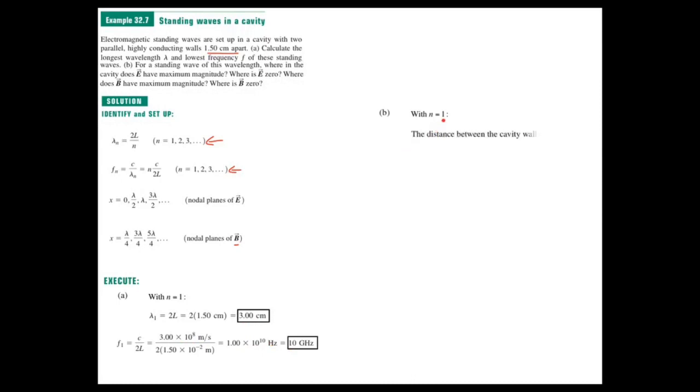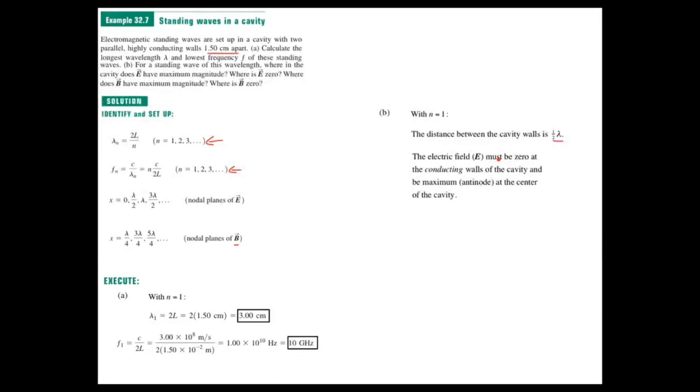So in Part A, we're simply going to take n equal 1, and we find that the wavelength is twice the length of the cavity, which is going to be 3 centimeters. The corresponding frequency is 10 gigahertz. For Part B, with n equal 1, the distance between the cavity walls is simply a half a wavelength, and the electric field must be 0 at these conducting walls. The electric field inside of a conductor is equal to 0.